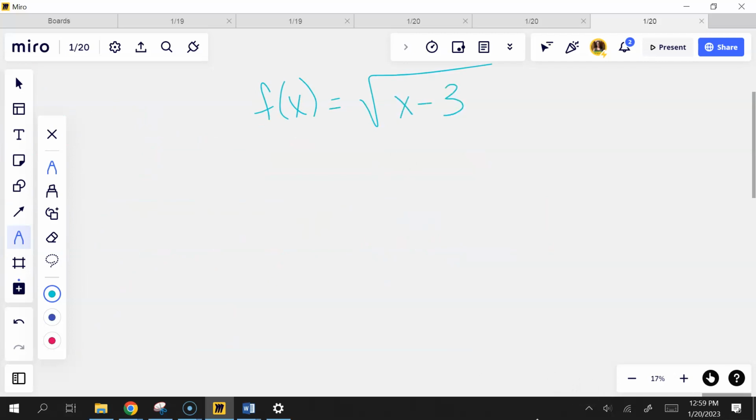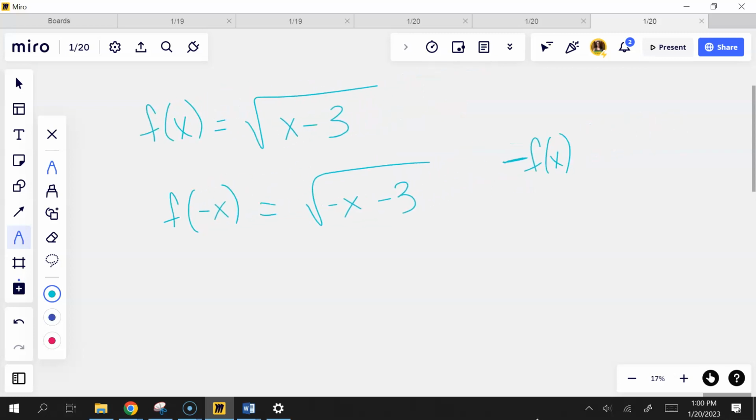Like this. Okay, so if I put a negative in here, first of all, what is negative f of x? Is there any way I can make this look like this? Absolutely not. So it's definitely not odd. It's not even either, so it's none.